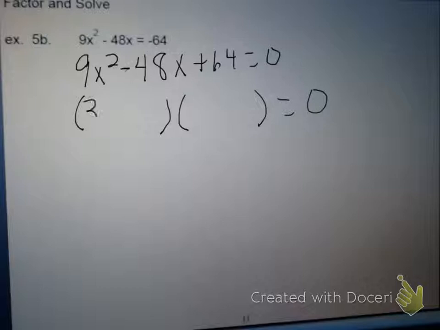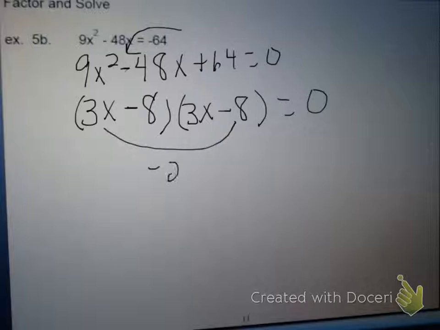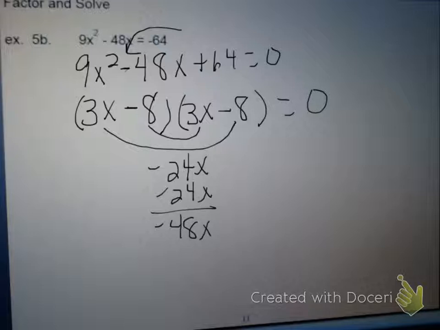Square root of 9 is 3x. Your signs are both going to be negative. Square root of 64 is 8. But I have to check. Negative 24x and a negative 24x is a negative 48x, and that is my middle term.